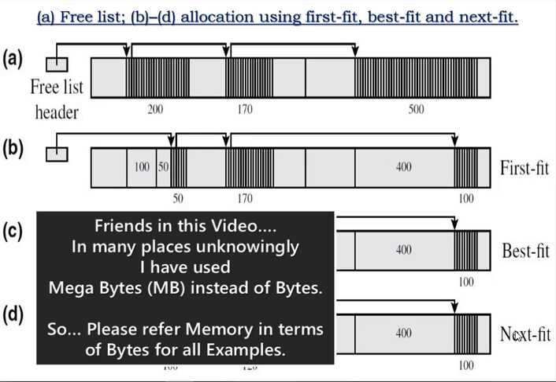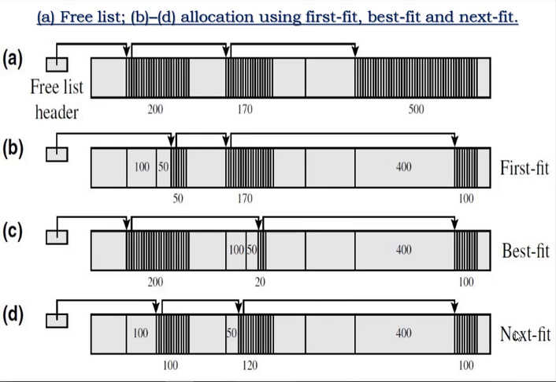So in this lecture, we are going to discuss three different techniques which are used in allocation. The first technique is the first fit technique, next is the best fit technique, and the third one is the next fit technique. These are the three techniques used for allocation of memory for different processes. Let's see how these three techniques work.